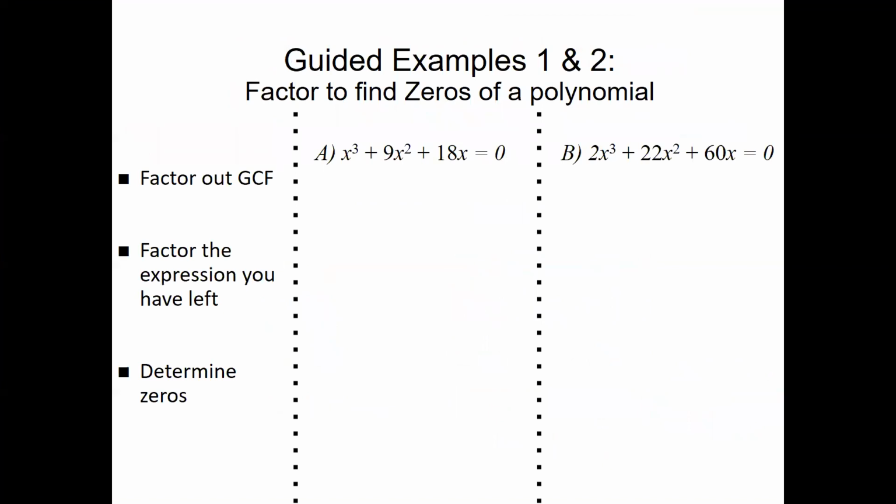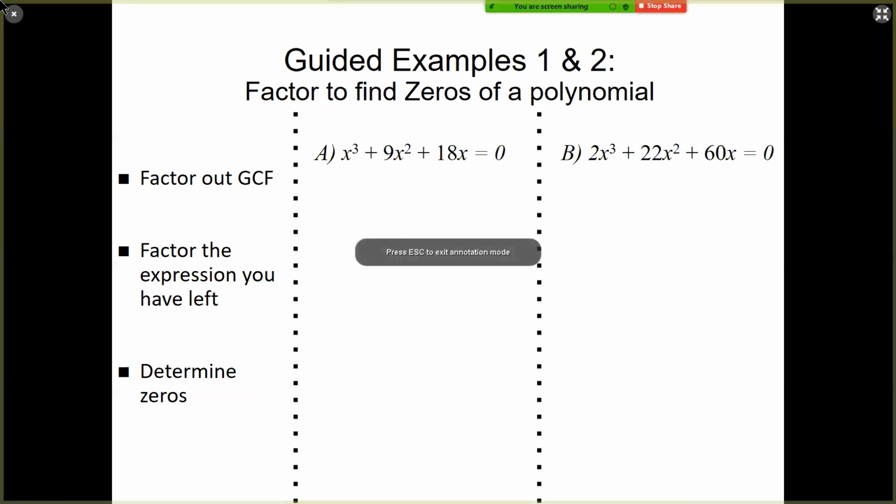All right, two more. So problems 1 and 2, or A and B, depending on where you're looking. So first one, we have x to the third plus 9x squared plus 18x equals 0. First thing I want you to check, is there a greatest common factor? Yes, what do they all have in common? X, they all have x's in common, so we need to factor out a greatest common factor of x.